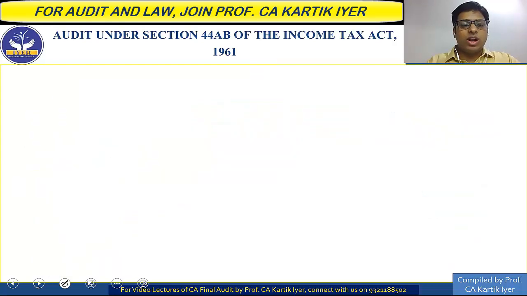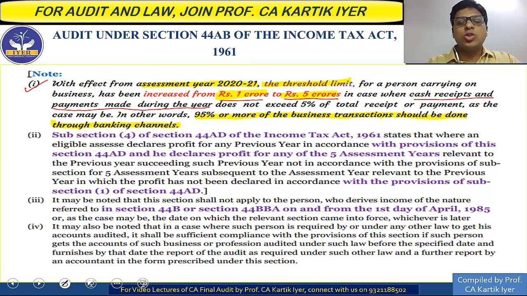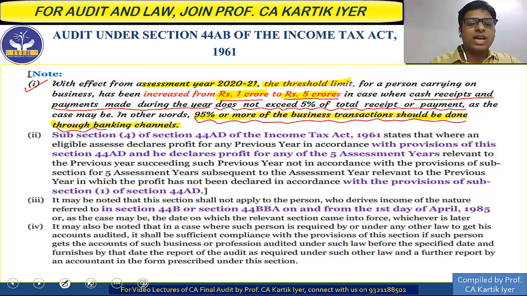However, now note this point, very important one. Let's see this. Please read note number 1. With effect from assessment year 2021, the threshold limit for a person carrying on business has been increased from rupees 1 crore to rupees 5 crores. In case when cash receipts and payments made during the year does not exceed, see this, does not exceed 5% of the total receipt or payment, as the case may be. In other words, 95% or more of the business transaction should be done through banking channels.